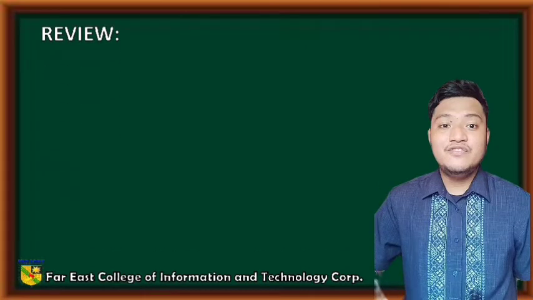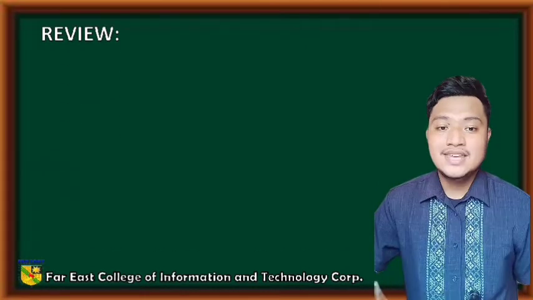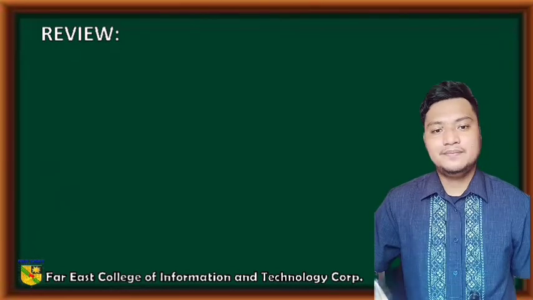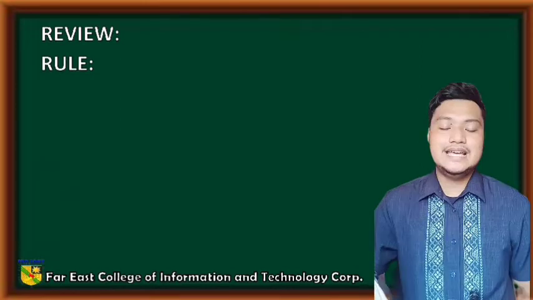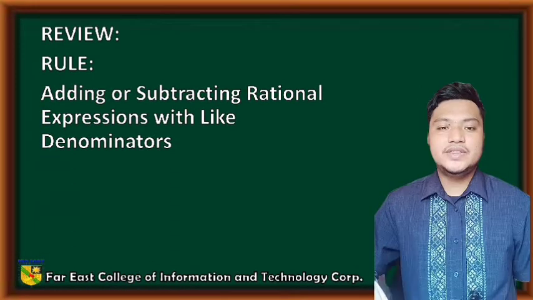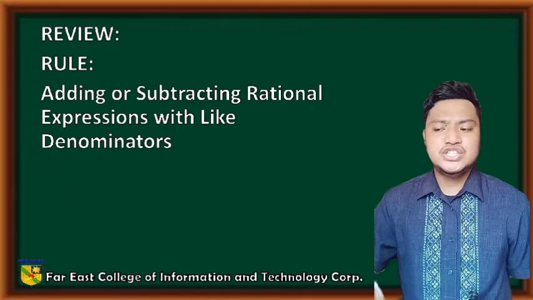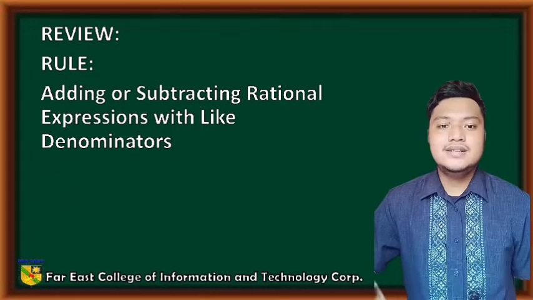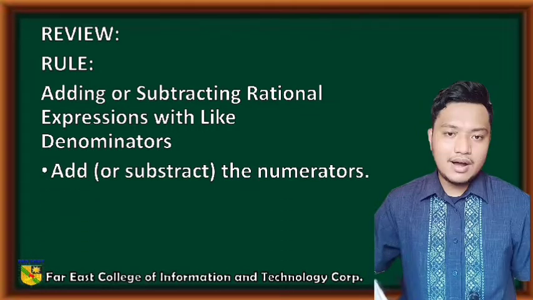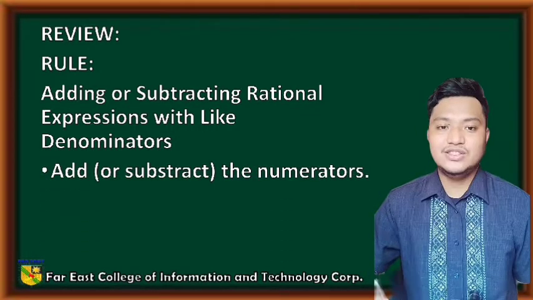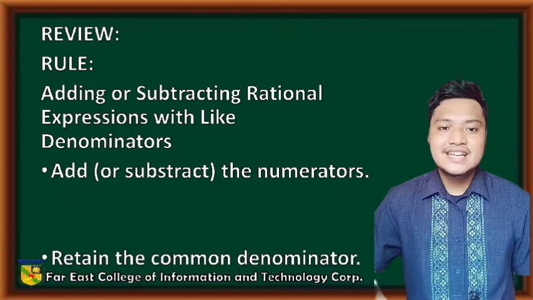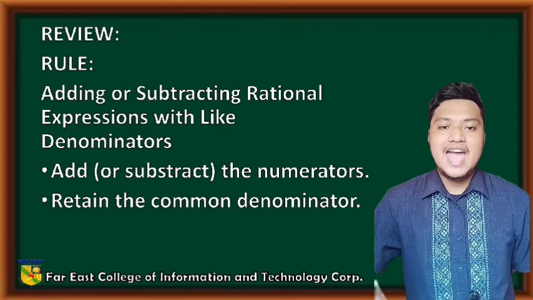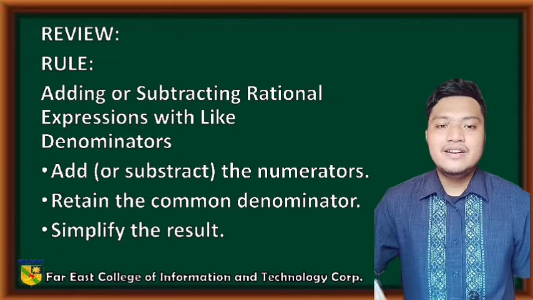Before we proceed into the rational equation, let us review all of the rules that we apply in the rational equation. Number one rule is adding or subtracting rational expressions with like denominators. The first step is to add or subtract the numerators. Second is to retain the common denominator. And lastly, simplify the result.